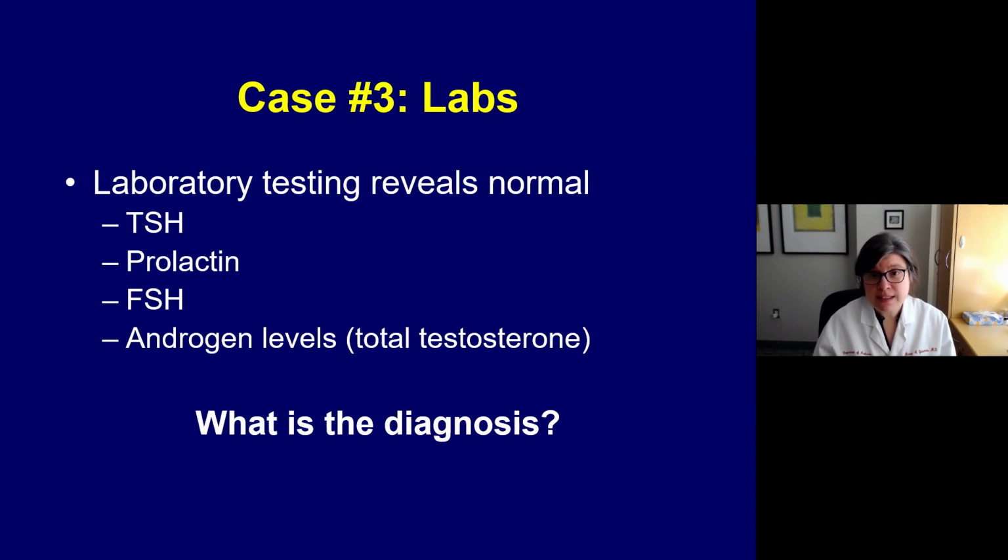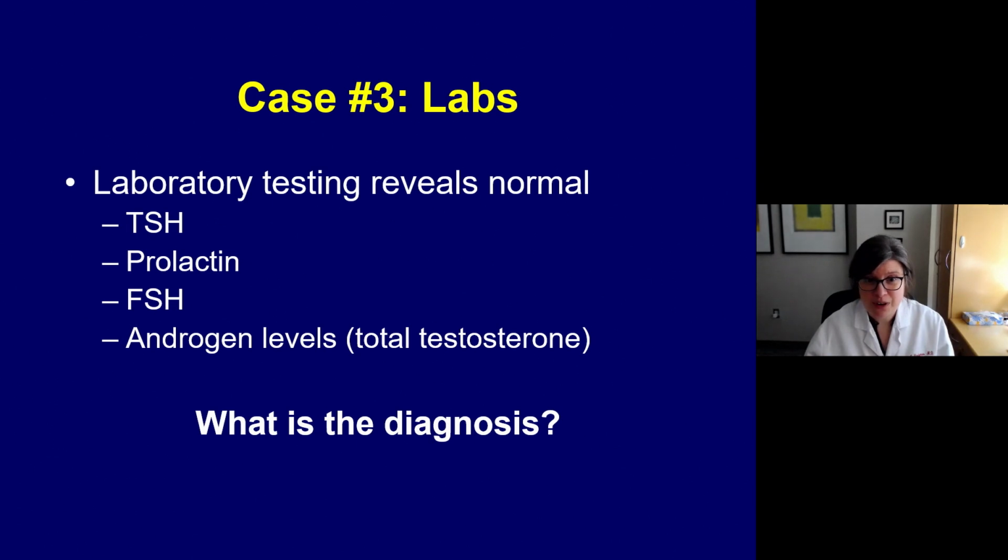Another one that's fallen out of favor is DHEAS from the adrenal gland. We secrete DHEA, and then that can be sulfated. The reason why is that it really doesn't add much in terms of the diagnosis, and there could be variability in accuracy of the lab where these assays are performed. So in this patient, she had a TSH, prolactin, FSH, and androgen levels, specifically total testosterone, and all of these were normal. So the question is, what is her diagnosis?